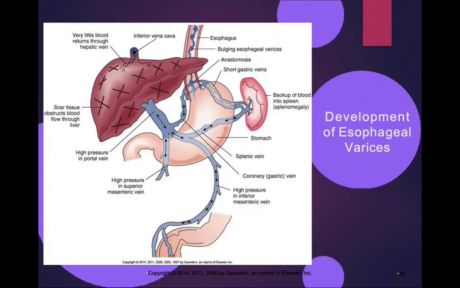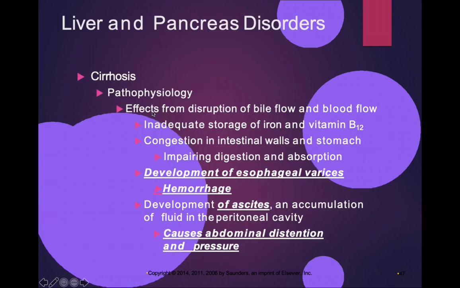Okay? So after it gets filtered and cleaned out, it goes into the hepatic vein. That's different than the hepatic portal vein. It enters the hepatic vein into the inferior vena cava and then back into the right atrium. So if there's a backup right here, if there's cirrhosis, let's go there.